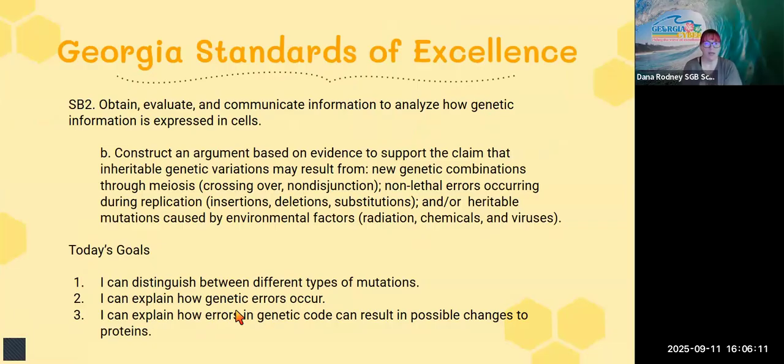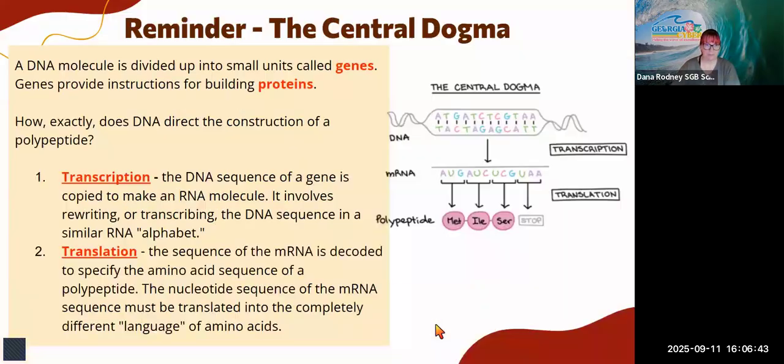That's SB2. And we're looking at B, which is that inheritable genetic variations may result from things like new genetic combinations through meiosis, things like non-lethal errors occurring during replication. That's the kind of stuff we're going to talk about today, and or heritable mutations caused by environmental factors. So we should be able to distinguish between different types of gene mutations, explain how genetic errors occur, and explain how errors in the genetic code can result in possible changes to proteins.